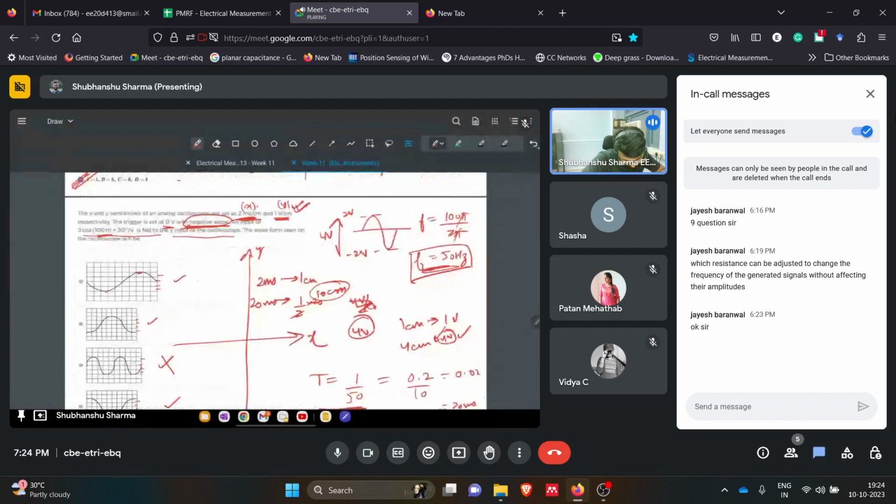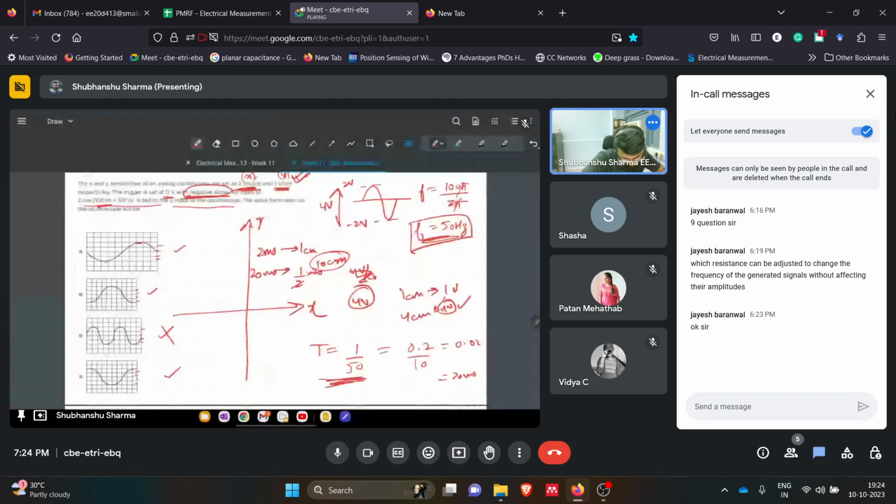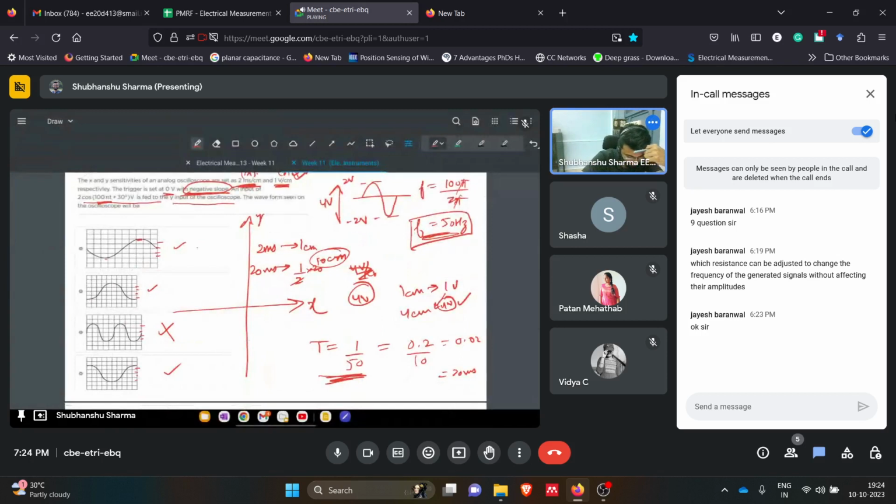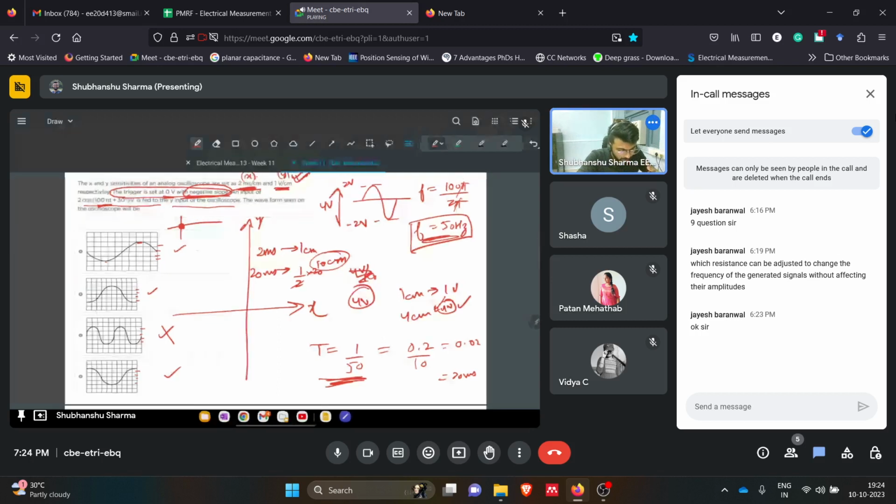Now we have to see, so we have 30 degrees of phase shift also. Now we have these two things. First of all, the trigger is set at 0 volts. That means the signal will be starting from 0 volts. First thing. Second thing, it is having negative slope. So what will it do? It will make the signal start from its negative cycle.